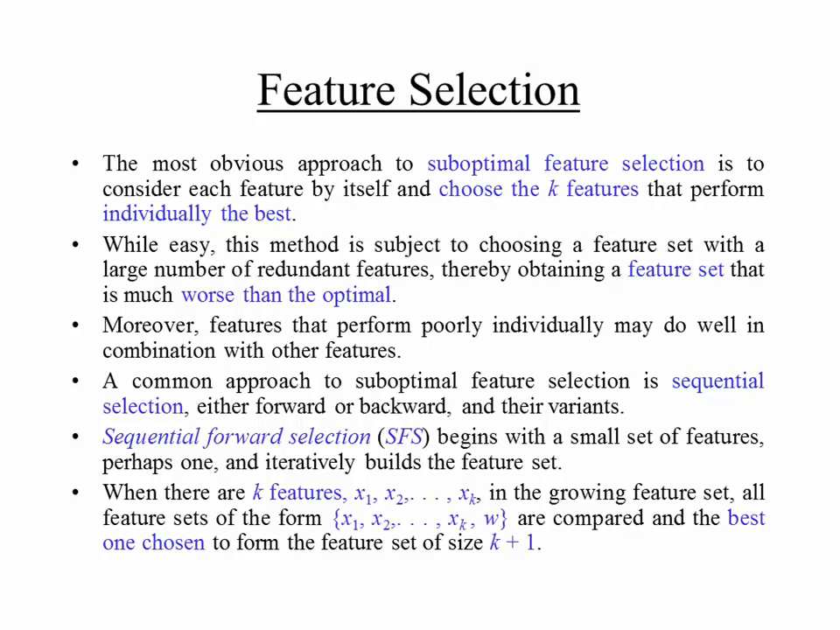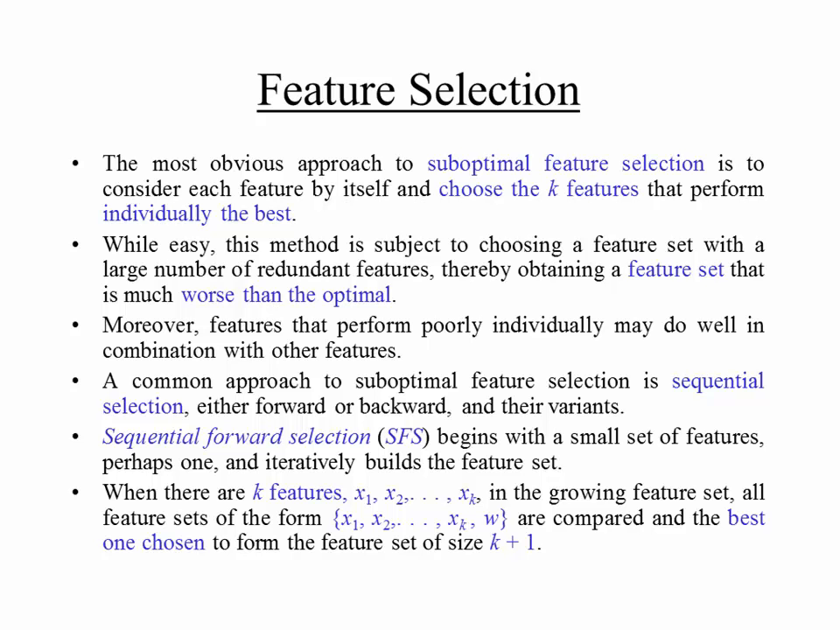Not only that, features that perform poorly individually might do well in combination with other features. Think about AND gates, inputs to AND gates. In combination, things work, but individually it's very poor. So a common approach to suboptimal feature selection is what is called sequential selection, either forward or backward, and their variants. In sequential forward selection, you start with a small set of features, perhaps one, and you iteratively build the feature set. At the kth stage, when there are k features, x1 through xk, in the growing feature set, all feature sets of the form x1 through xk and one more feature, w, are compared, and the best one is chosen to form the feature set of size k plus 1.